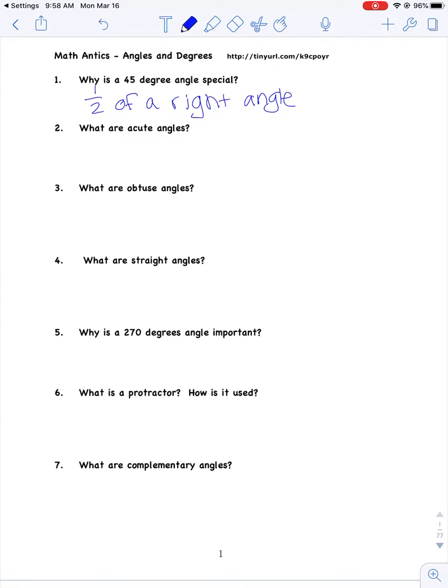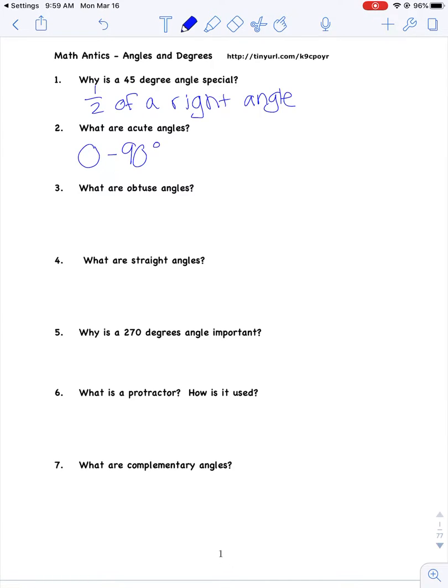What are acute angles? So acute angles are any angles that are between 0 degrees and 90 degrees. And when I say between, that means it would not include 0 or 90. So we're really looking for anything above 0, even if it's 0.1, and then anything that's below 90. So it could be 89.9, but not 0 and 90 itself. 90 degrees is a right angle.